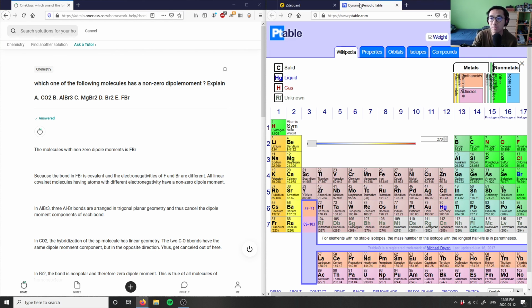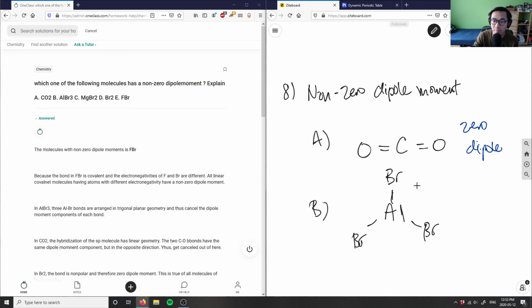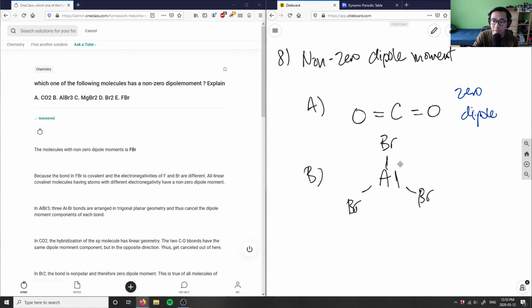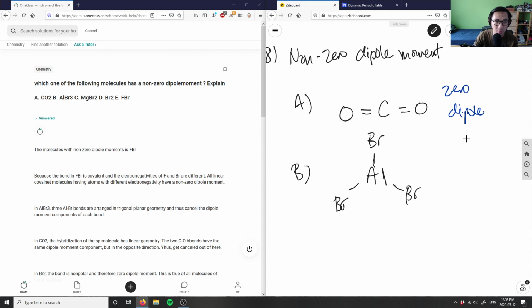If you look at our periodic table, Al belongs here, and it's actually going to be hybridized, right? Boron can make 3 bonds. Aluminum can also make 3 bonds. In this case, this is a trigonal planar geometry according to VSEPR. I don't have any lone pairs here. So in trigonal planar, the dipole moments basically cancel out. So this here is also zero dipole.